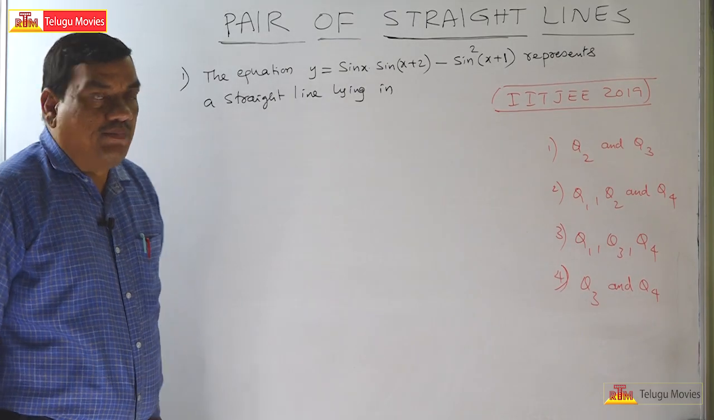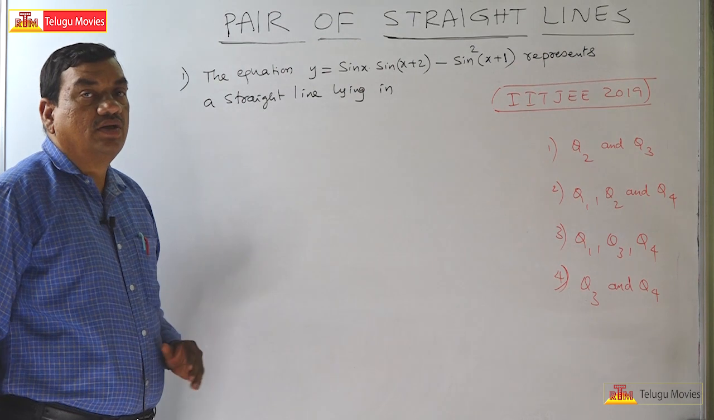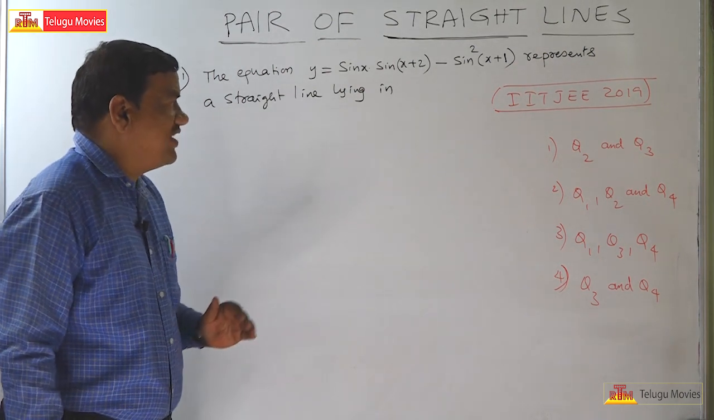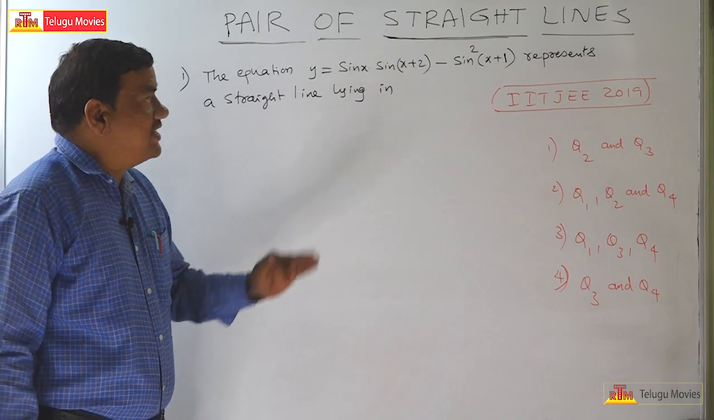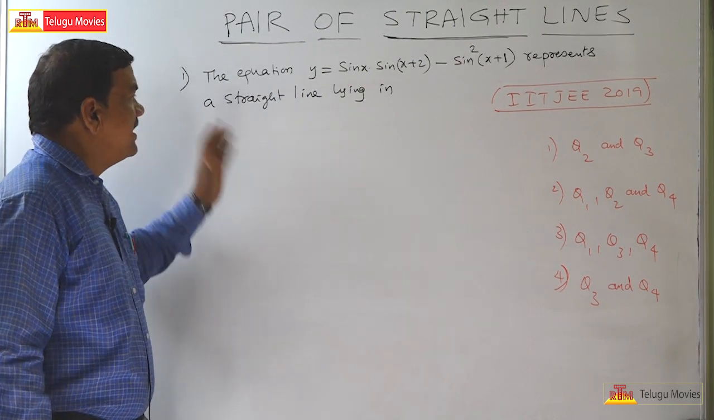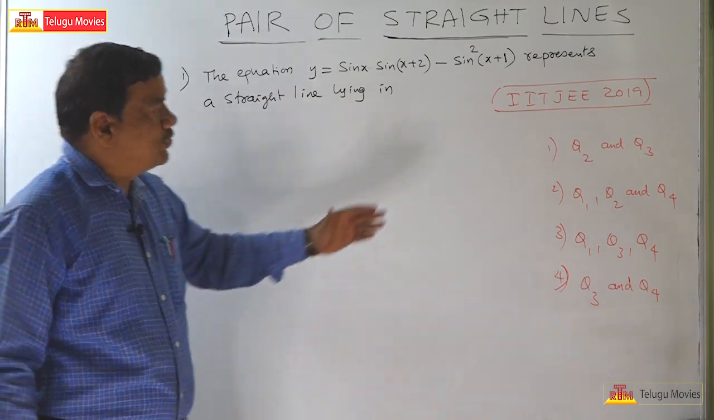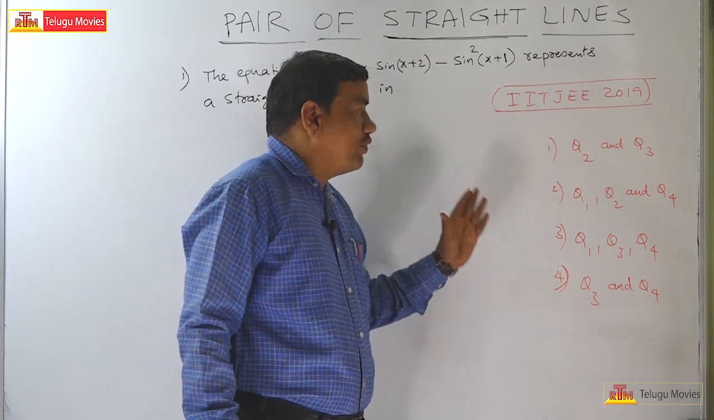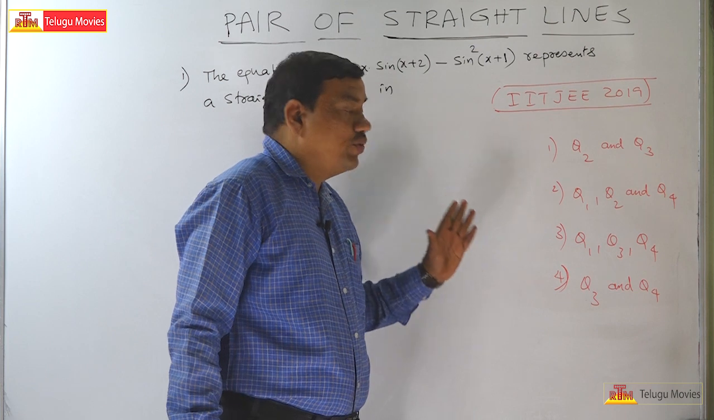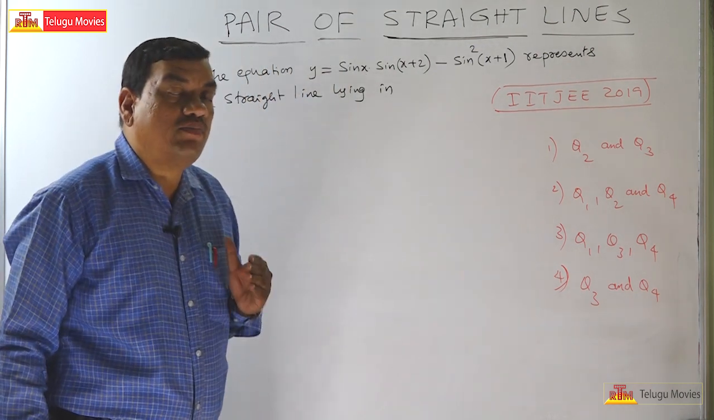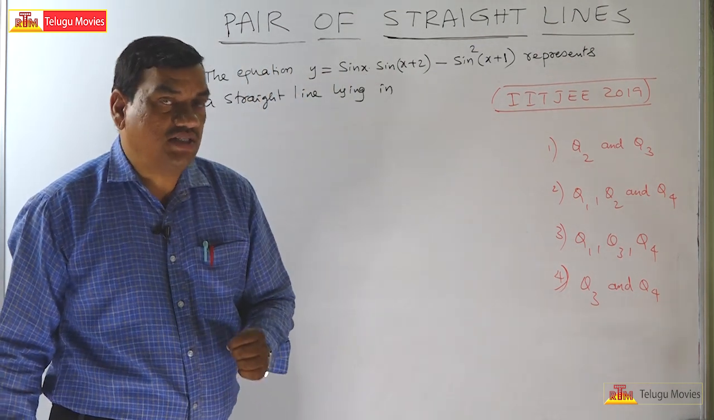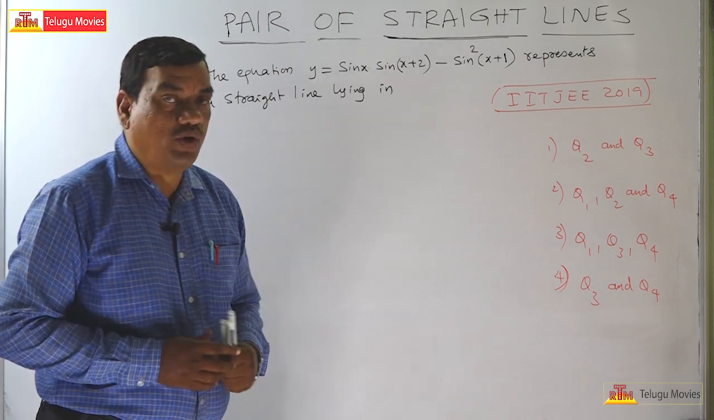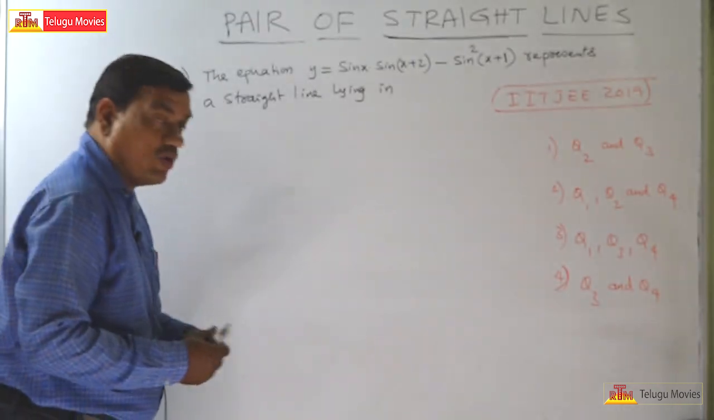Welcome to this problem. The equation y = sin x (sin(x + 2) - sin²(x + 1)) represents a straight line lying in, so here the quadrants are given: Q2 and Q3, Q1, Q2 and Q4, or Q1 and Q3. That means the straight line passes through which of the quadrants. So basically this also comes under the straight line chapter only. So let us try to solve this problem.